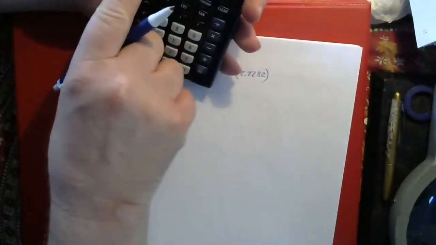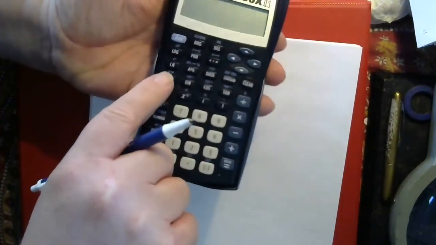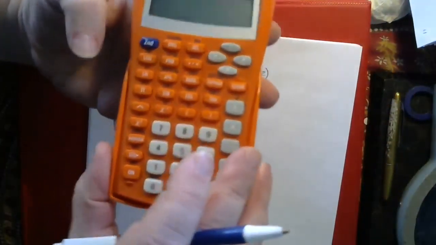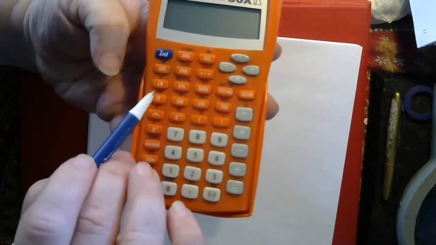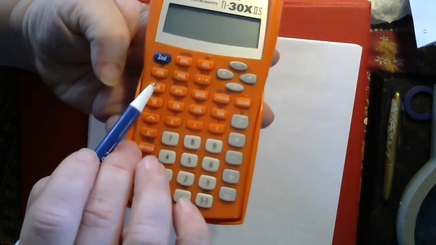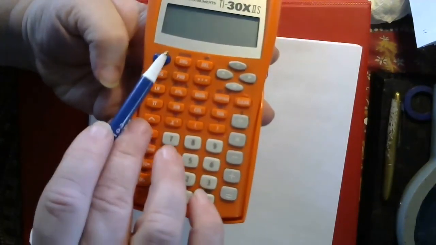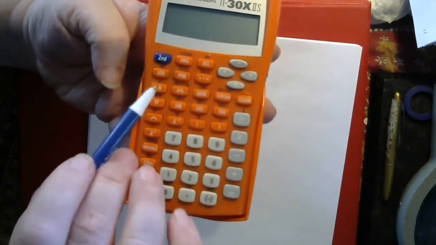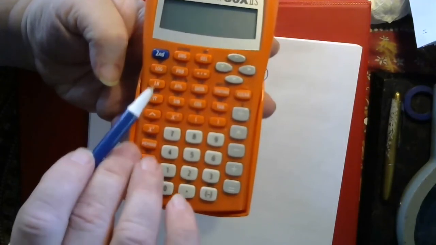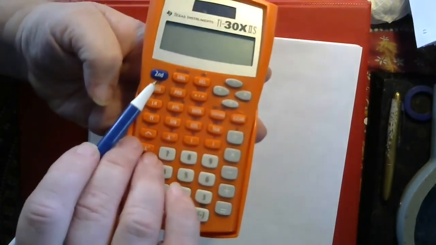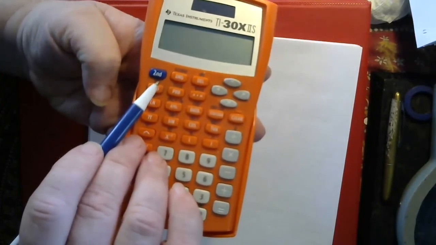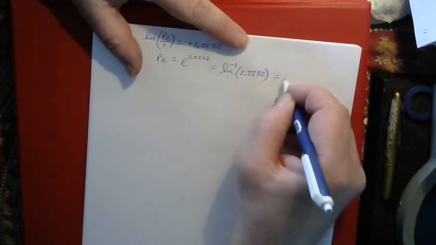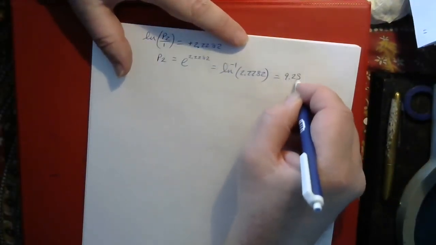Notice if you press second function and then natural log, notice what's written right above the key there, e to the x power. So pressing second function and natural log is the same as taking e, the base of the natural log system, and raising it to the power that you're entering. It's kind of the same idea as hitting second function and then log, which is the same as raising 10 to a given power. So if we do that, we get 9.28 atmospheres.